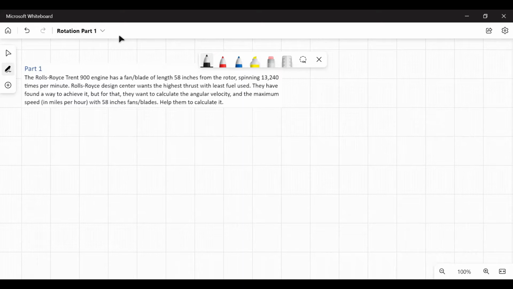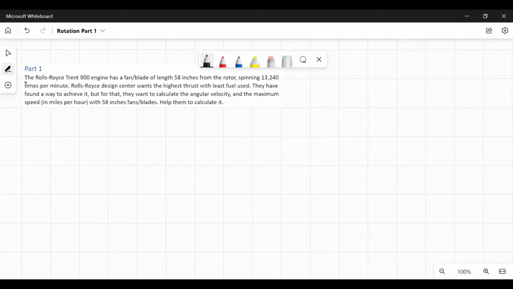It's the rotation story problem. The rotation story problem is divided into two parts, and this is part 1. Later in this video, you will see part 2, which would be another Microsoft whiteboard environment, I guess. Alright, let's start part 1.